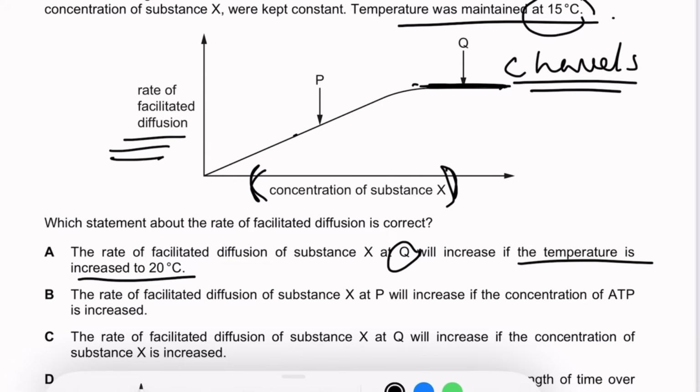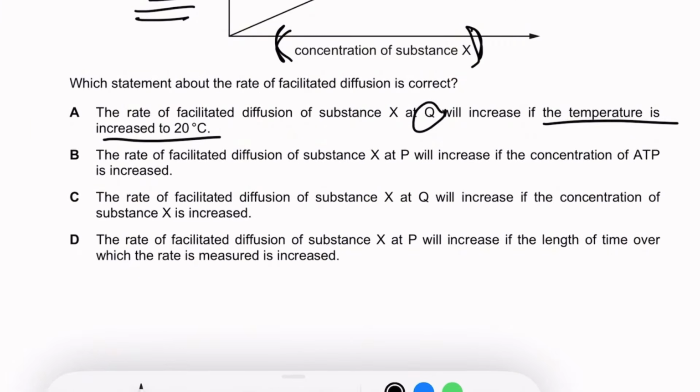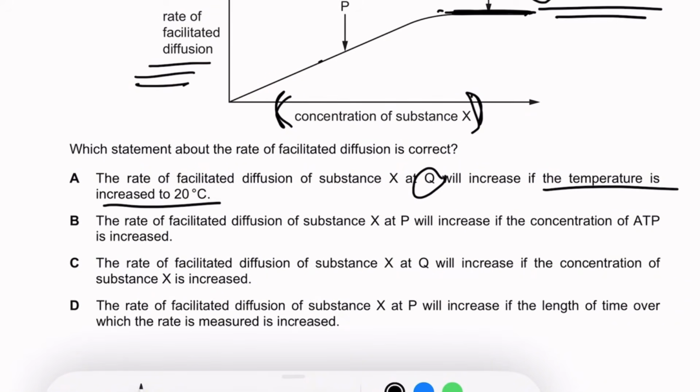And what about option C? The rate of facilitated diffusion of substance X at P will increase if the length of time over which the rate is measured is increased. The length of time has nothing to do with this. In this case, the rate is always calculated using the same formula, so it doesn't depend on the length of time. It depends more on temperature and the number of channel proteins. Yeah, that's pretty much it.